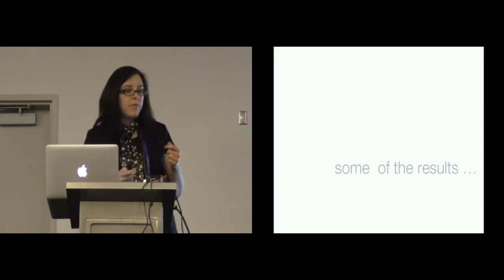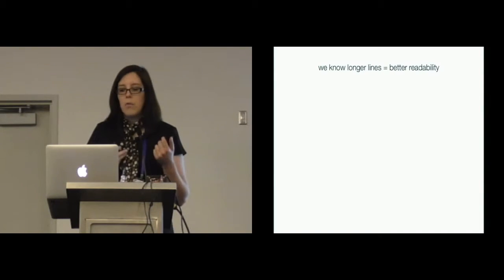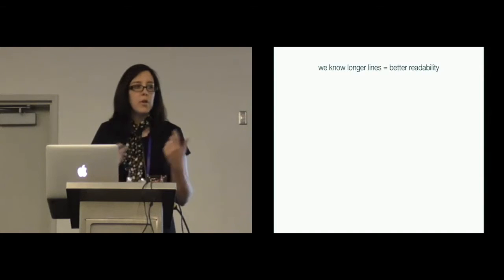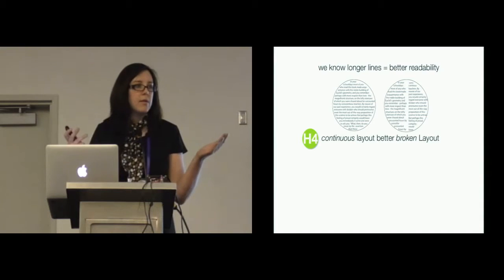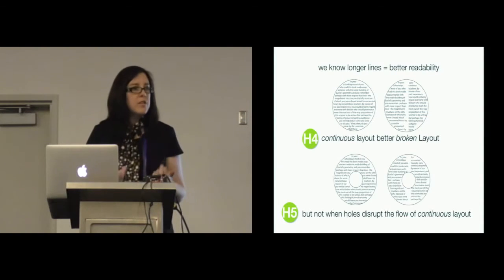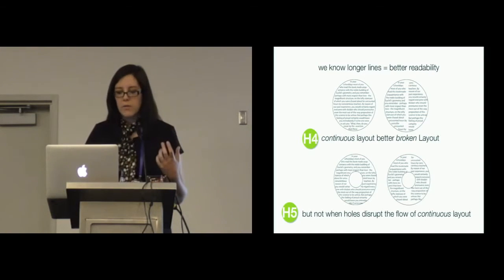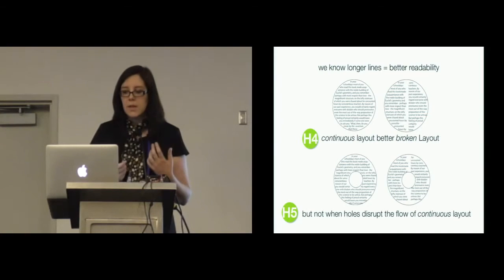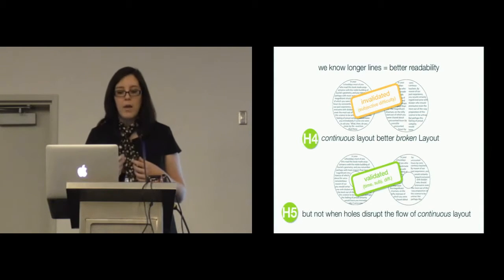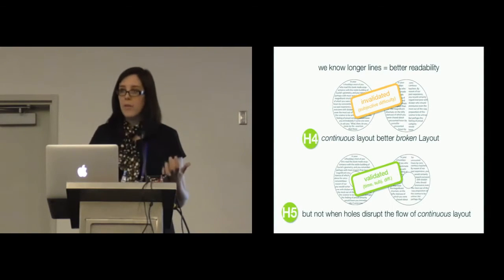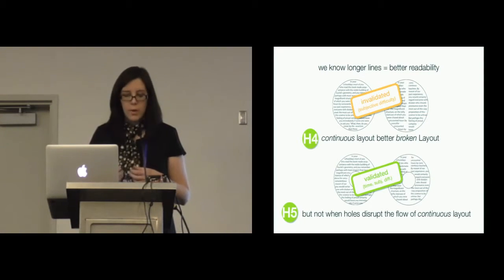And here are some of the results we found. For example, we knew from the literature that longer lines correlate with better readability. So we could hypothesize that a continuous layout should be better than a broken layout just because there are longer lines overall. But we thought it might not necessarily be true, for example, if there are holes in the middle of the shape, because it completely disrupts the layout. So we performed this study and we actually invalidated the first hypothesis in terms of subjective difficulty. And we validated the second hypothesis in terms of the time it takes for the user to read and in terms of subjective difficulty.